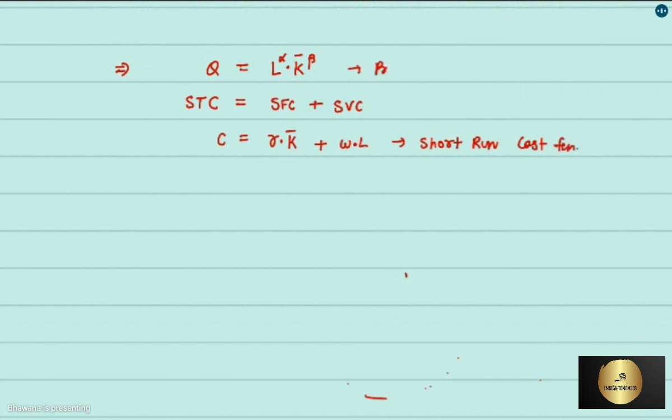This is your short run production function. Why? Because capital is fixed. In the long run, you can vary all the inputs, all the factors of production. When in the short run, you cannot vary all the factors of production.